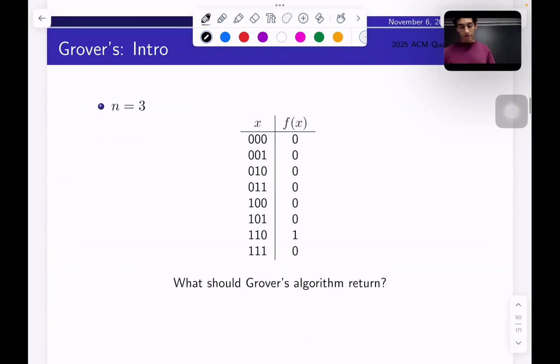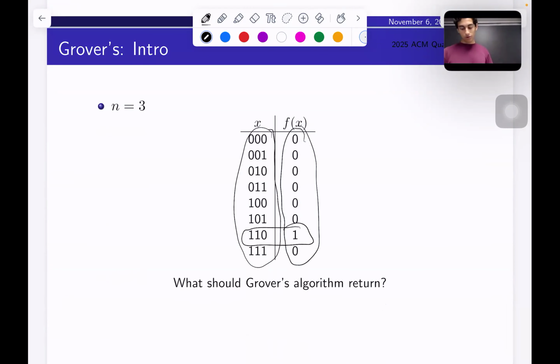Here's an example of n equals 3. These are your 8 possible inputs to the function, and these are the corresponding outputs. So given this, what should Grover's algorithm return? Yeah, 110 returns 1, so we want to output 110.